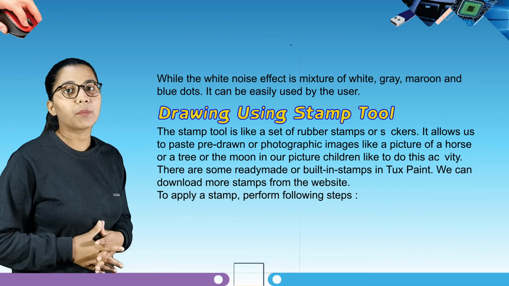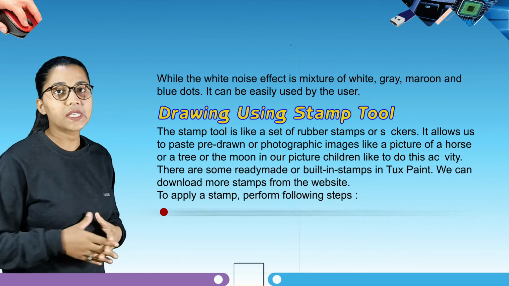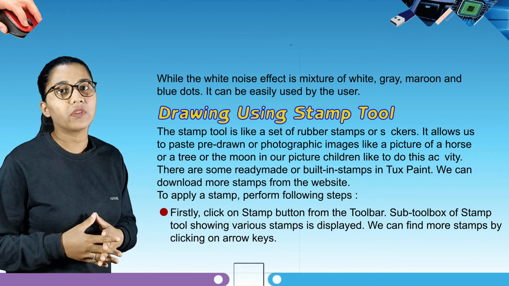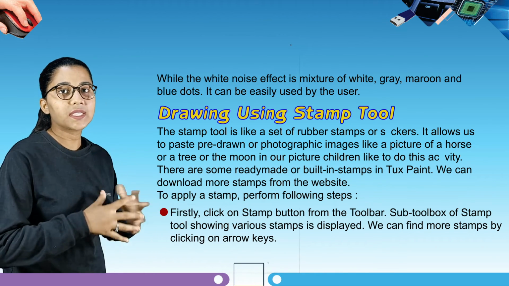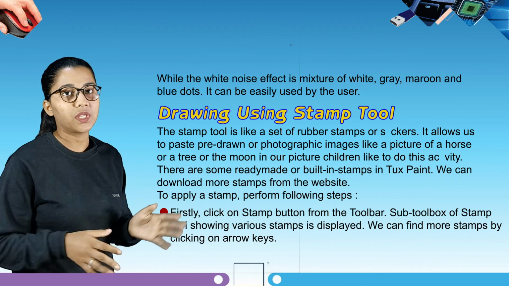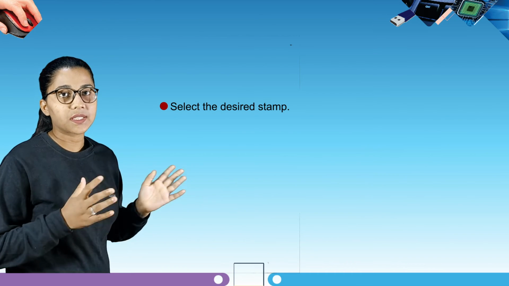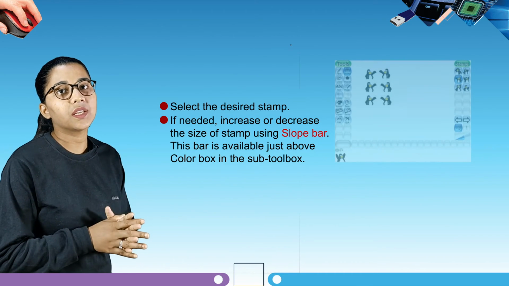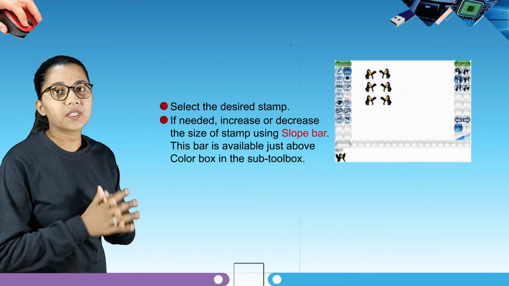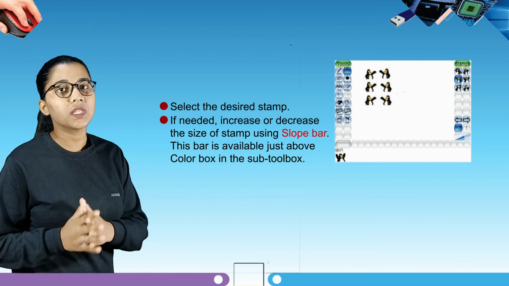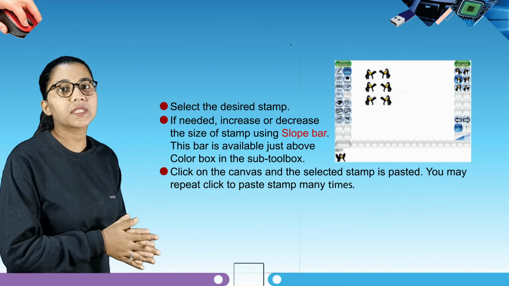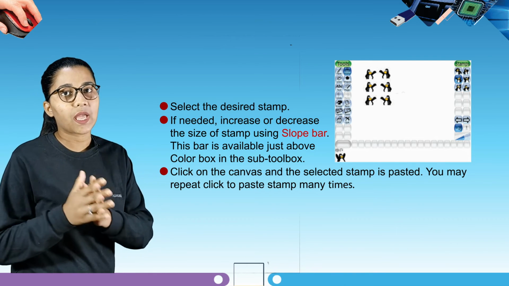To apply a stamp, perform the following steps. Firstly, click on the stamp button from the toolbar. Subtool box of the stamp tool showing various stamps is displayed. We can find more stamps by clicking on the arrow keys. Select the desired stamp. If needed, increase or decrease the size by using the slope bar. This bar is available just above the color box in the subtool box. Click on the canvas and the selected stamp is pasted. You may repeat the click to paste the stamp many times.